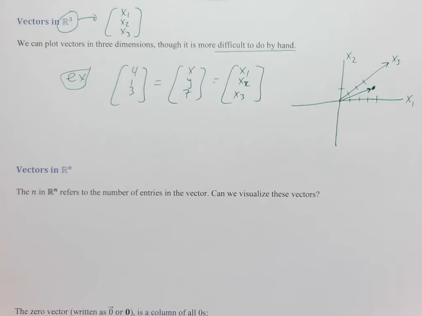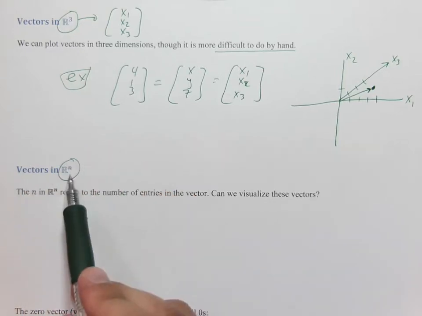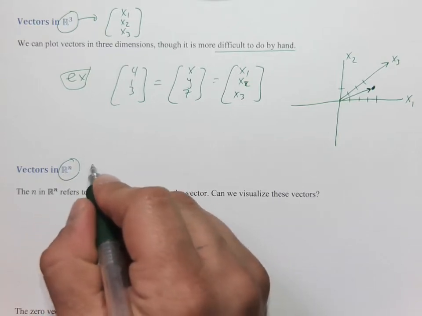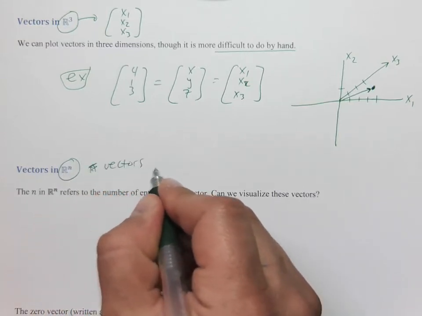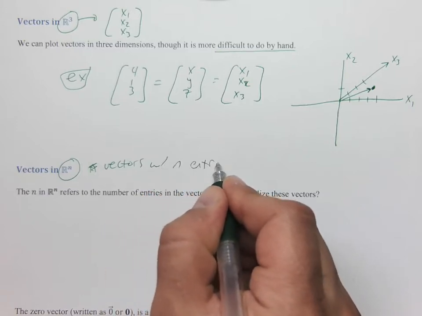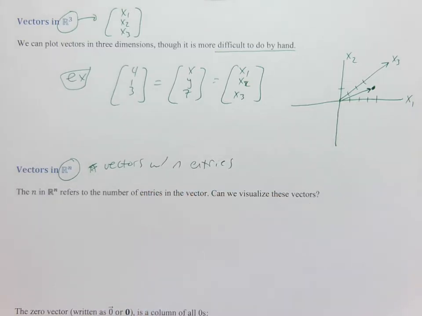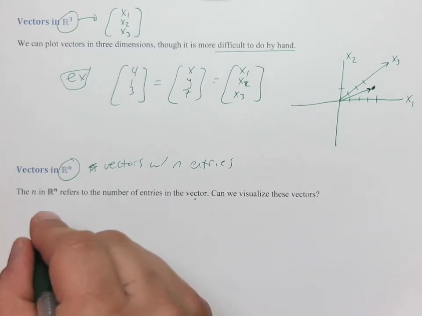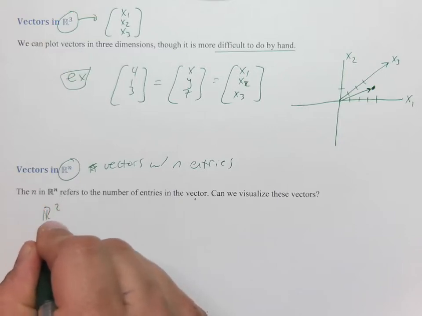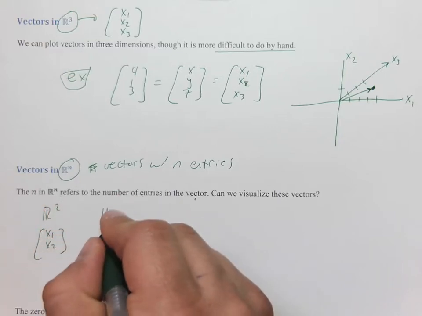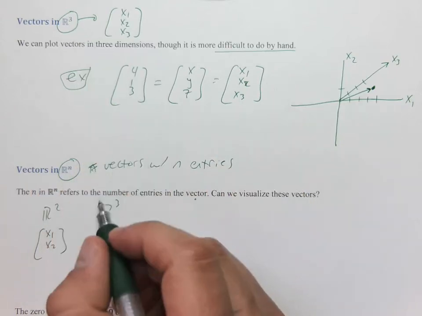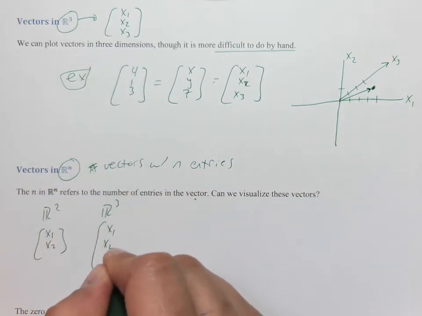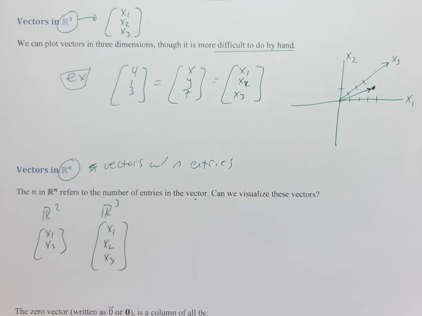All this material extends beyond 3 dimensions, so vectors in Rn. This is a general way to write it: we don't know how big the vector is, but it has n entries. So Rn means vectors with n entries, some arbitrary number of entries. The n refers to the number of entries in the vectors. For example, we've seen R2 so far. Those look like x1, x2. We just looked at things in R3 above here. R3 looks like x1, x2, x3.